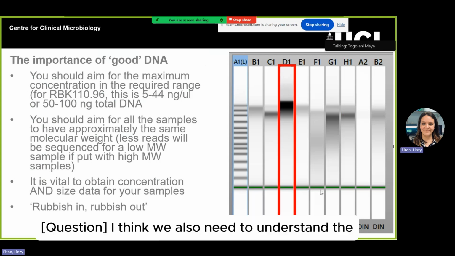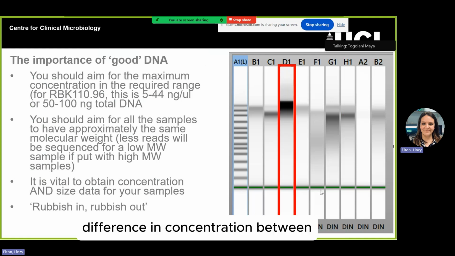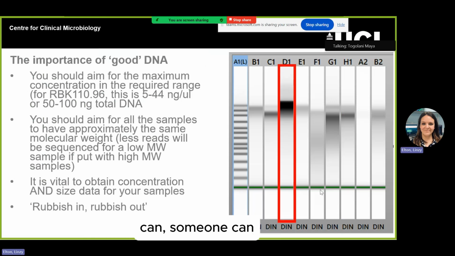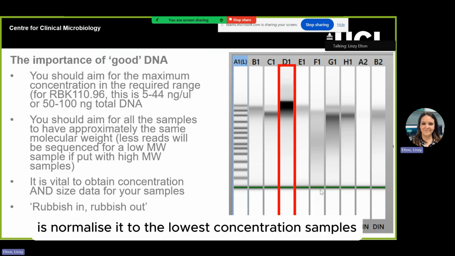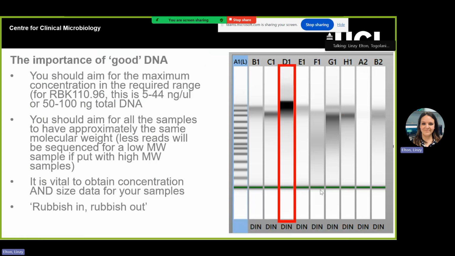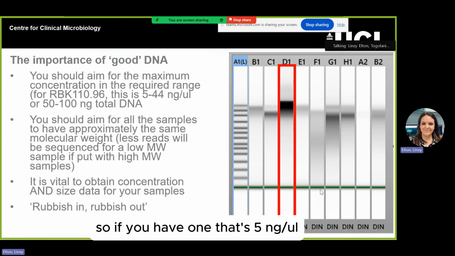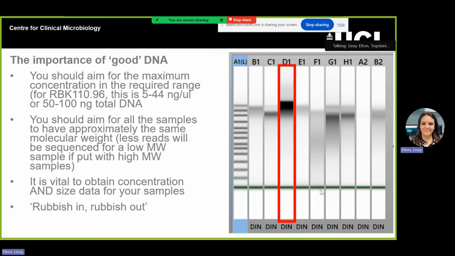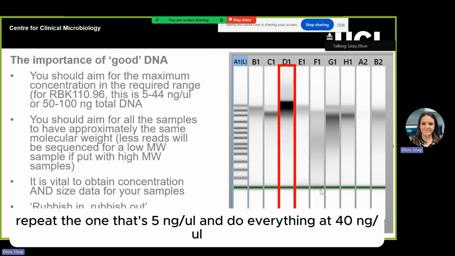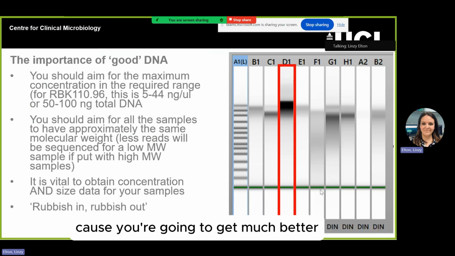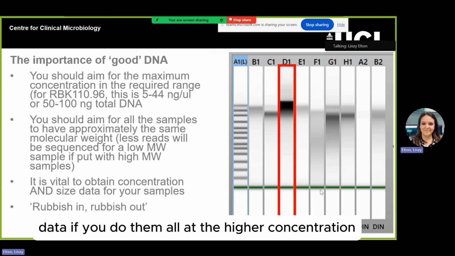Sure. I think we also need to have the standard difference in concentration between samples, because someone can load a pool of samples with different concentrations. Yes, you should also always normalize all of your samples. So what you tend to do is normalize it to the lowest concentration sample. So if you have one that's 5 nanograms per microliter and all the rest are 40, you would have to normalize them all down to 5, or alternatively, I would remove and repeat the one that's 5 and do everything at 40, because you're going to get much better data if you do them all at the higher concentration.